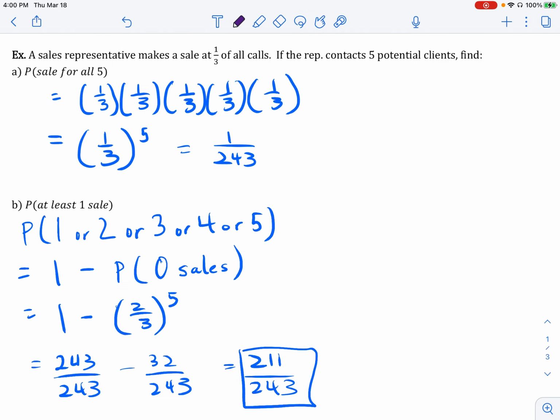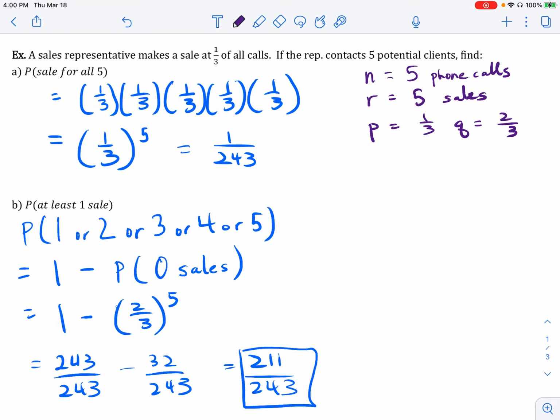Well, in this particular case, if I wanted to find the probability that this sales rep made a sale for all 5, well, what is our n? Well, there's 5 phone calls being made. And if that sales rep is getting a sale on every single one, how many successful events, quote unquote, are we looking for here? This would be 5 sales. Well, P here, again, the probability of success is 1/3, whereas Q was 2/3.